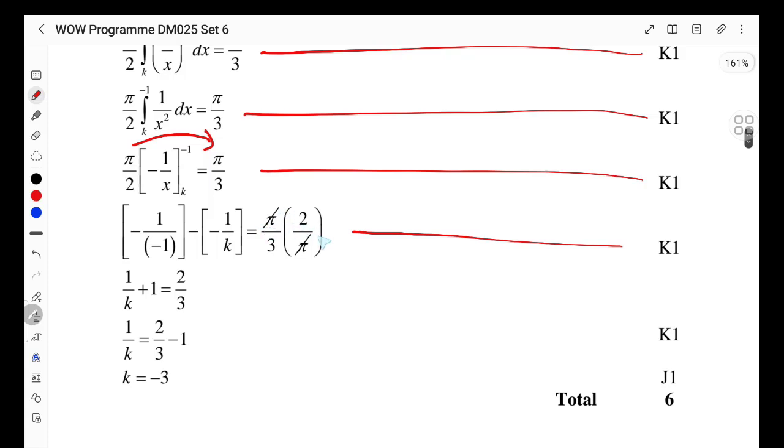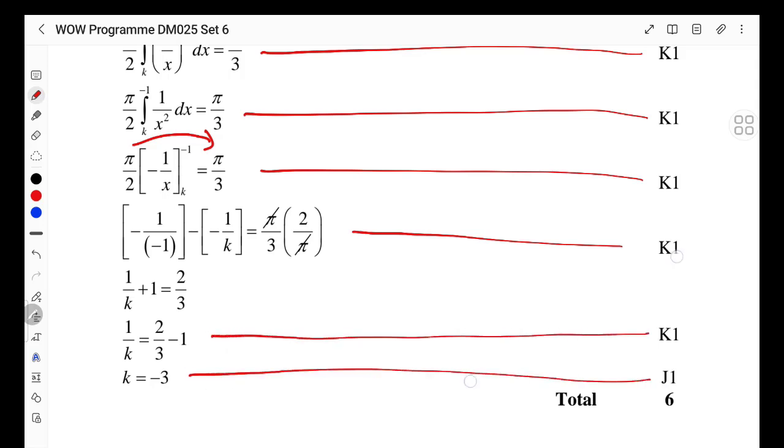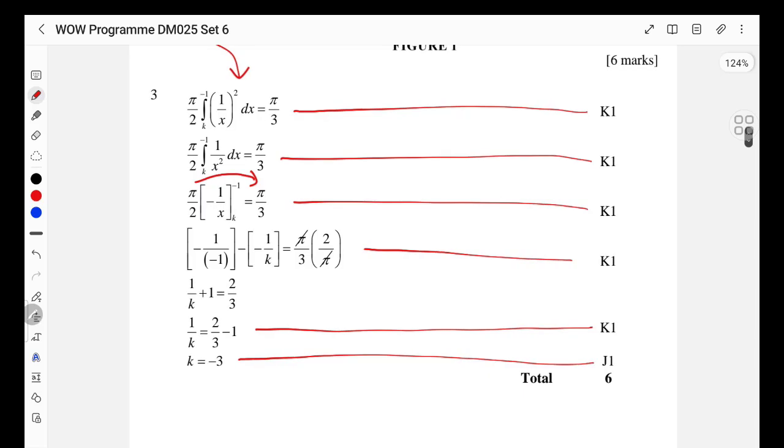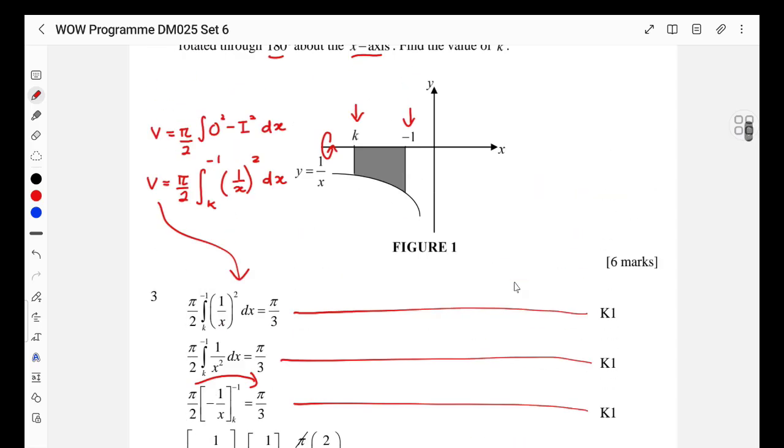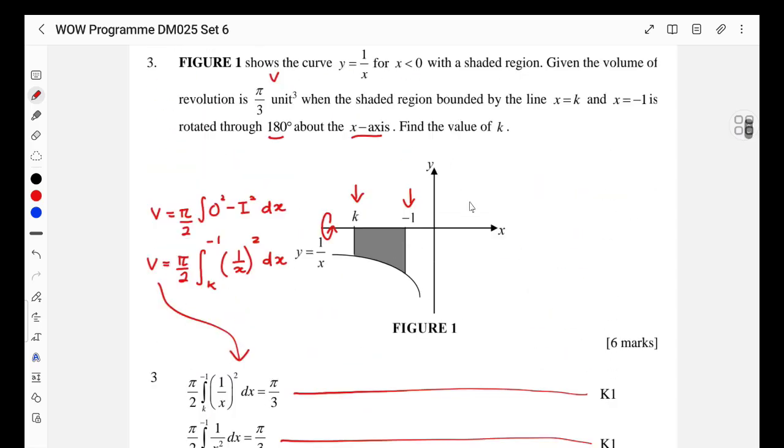And then this pi you can simplify. Alright, so the right hand side you get 2 over 3. On the left hand side, you get 1 plus 1 over k. Okay, so solve for k, another 1 mark. Okay, final answer k equals 3. So total is 6 marks. Okay, so that's how you find the constant k by using the given information here.